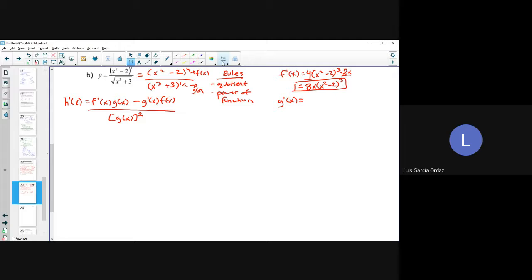The reason why I suggest you guys do it this way is to avoid using the power of a function rule in an unsimplified way. We can just simplify it right away by doing work on the side. So what would my derivative for g of x be?